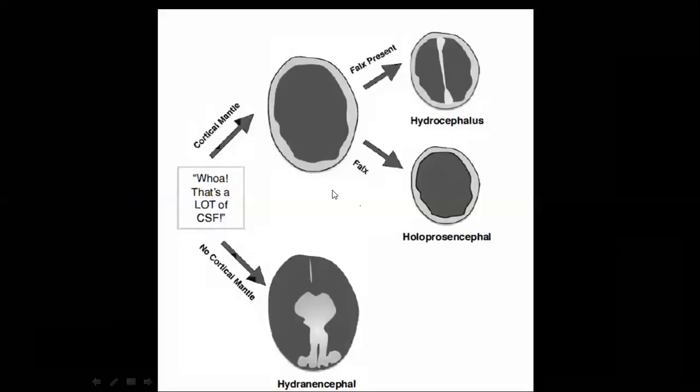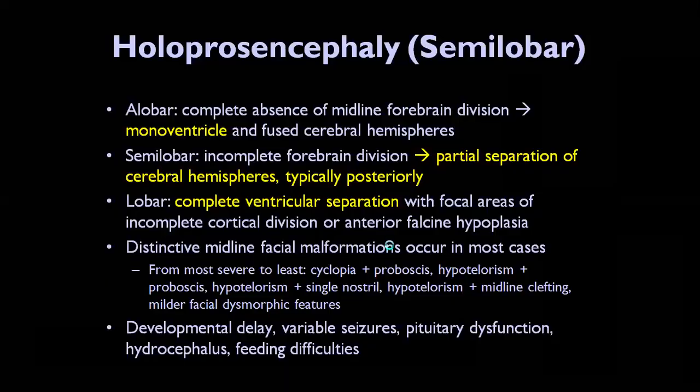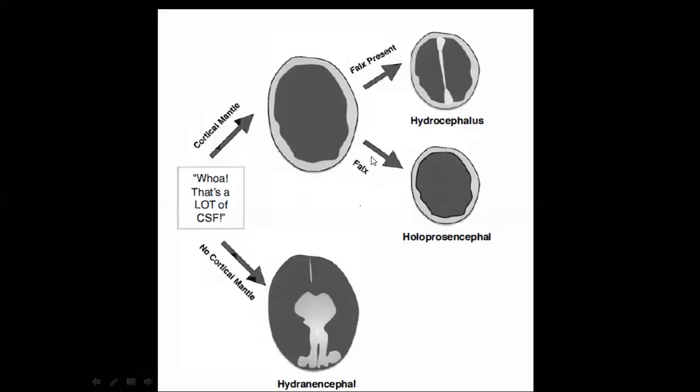They like this diagram. When you want a good approach, in this case, look at the falx. If you find the falx, then it is hydrocephalus or hydranencephaly. If you don't find the falx, then it is holoprosencephaly. So this is a very good approach. Search for the falx. If you don't find the falx, it is holoprosencephaly.